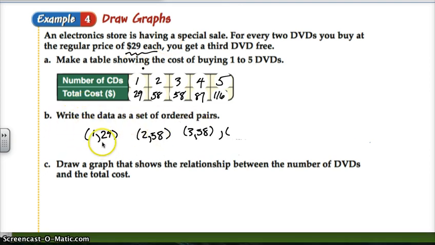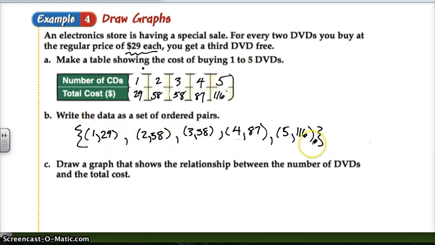That would look like this. One is associated with 29, two with 58, three with 58, four with 87, and 5 with 116. I'm going to put commas between these, and I'll put our curly brackets, our set brackets, here. So I've written them as a set of ordered pairs.